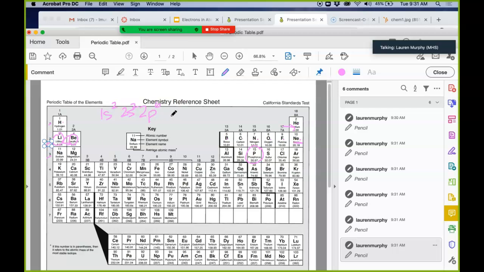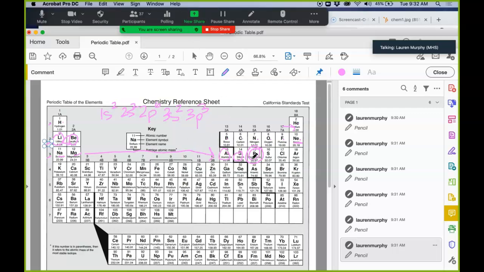Keep going. 3. What block is this? S. 1, 2. Now I'm at magnesium. So this is the electron configuration for magnesium. But I don't want magnesium. I want phosphorus. So I keep reading. What energy level? This is still 3. What block is this? P, right? And then I count until I get to phosphorus. 1, 2, 3. There's the electron configuration using the periodic table instead of orbital notation for filling it out.